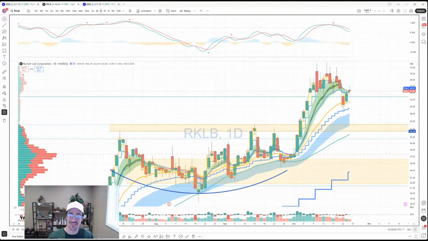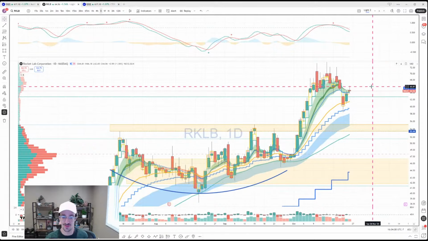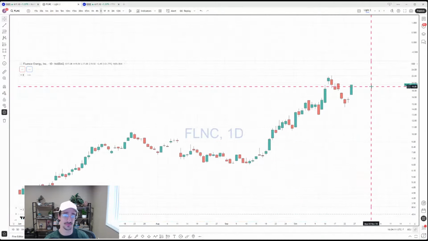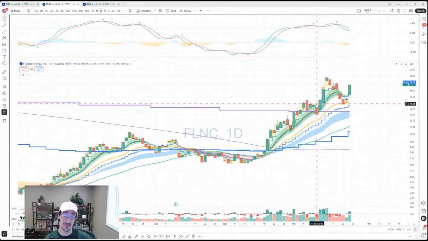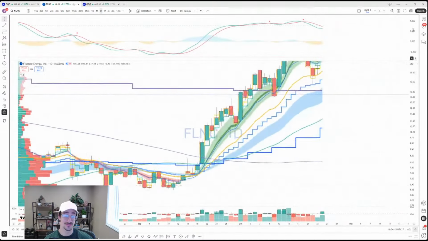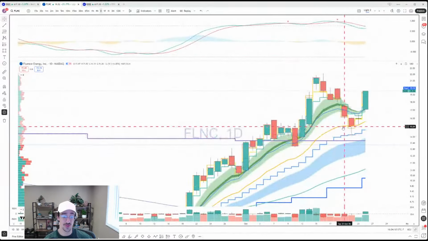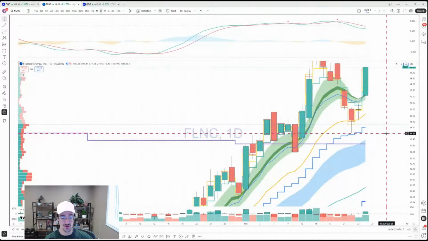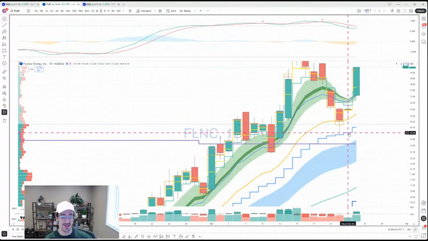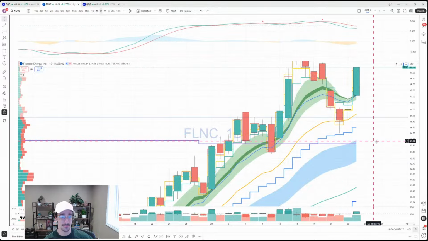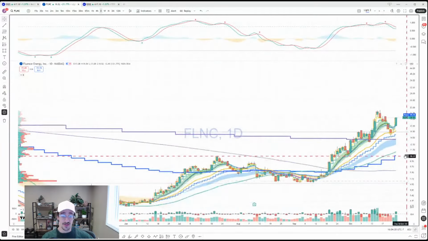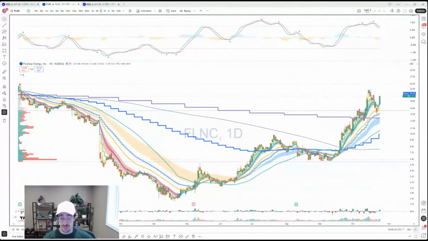All right, guys. FLNC. That's a nice dip buy right back into the pivot and held the 20-day and our daily trigger. So when the names are strong, sometimes they don't quite tag. See that? Real nice though. Man, that's nice. Heck of a name there.